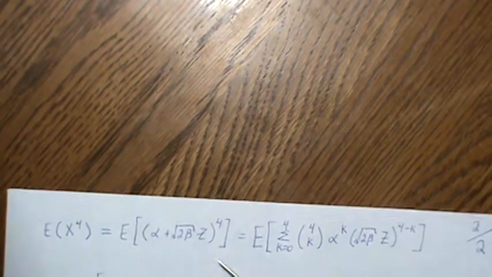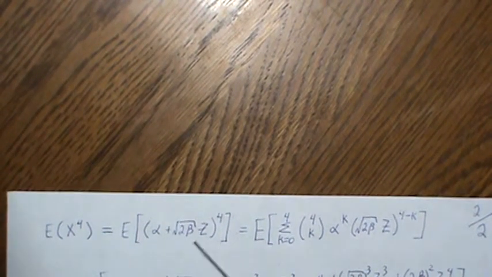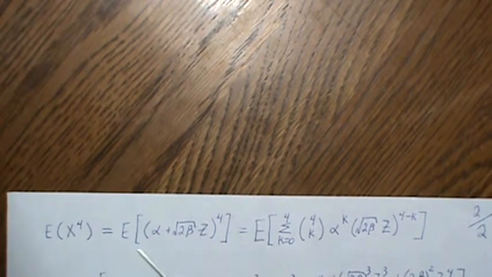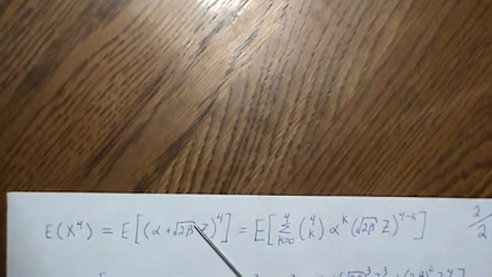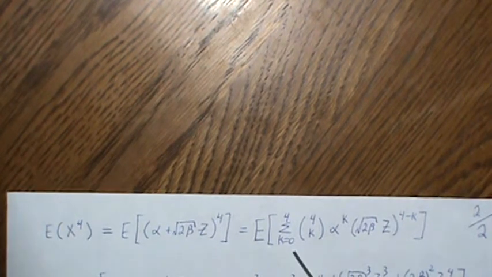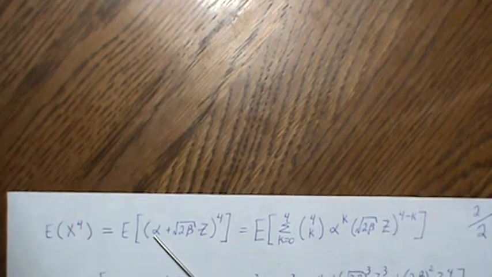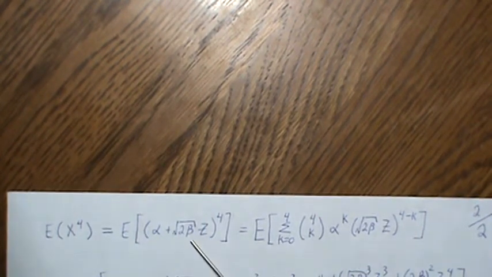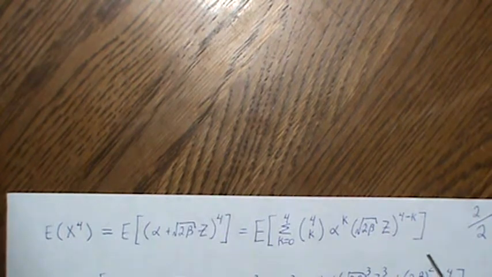So we have x to the fourth. Now if we substitute in our transformation or back solve for x, we get this. And then when we expand, this is a binomial expansion, we get this. So it's the sum from 0 to 4 of 4 choose k, and then the alpha is this piece, and then this is that piece, and then it's 4 minus k.